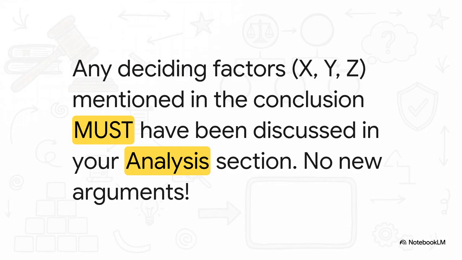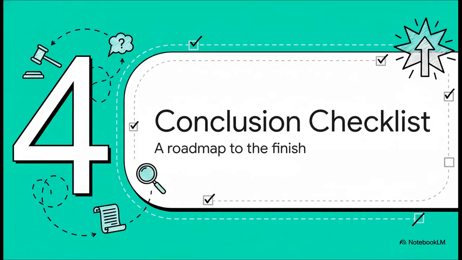And this brings us to the absolute golden rule. And you cannot forget this. If your conclusion says the outcome depends on X, Y, or Z, you absolutely must have already talked about why X, Y, and Z are important back in your analysis section. Your conclusion is for, well, concluding. It is not the place to start introducing new arguments or new evidence. No surprises.